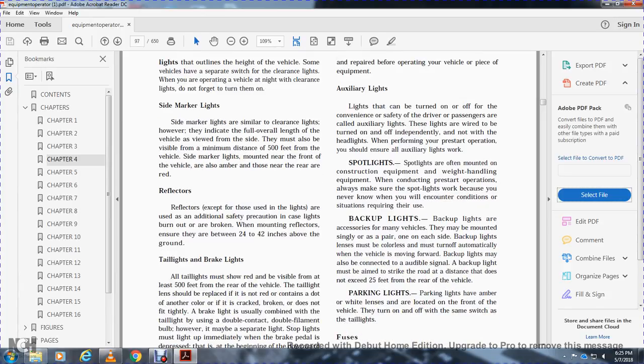Reflectors provide an additional safety precaution in case the lights burn out or break. The reflectors must be mounted between 24 and 42 inches above the ground.